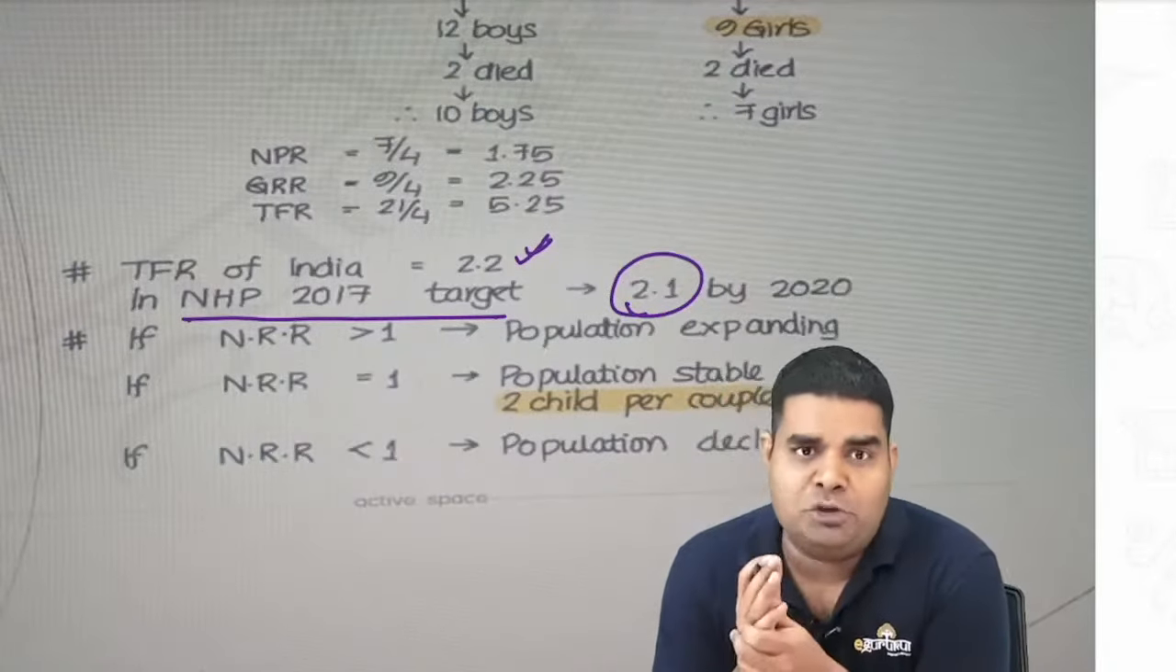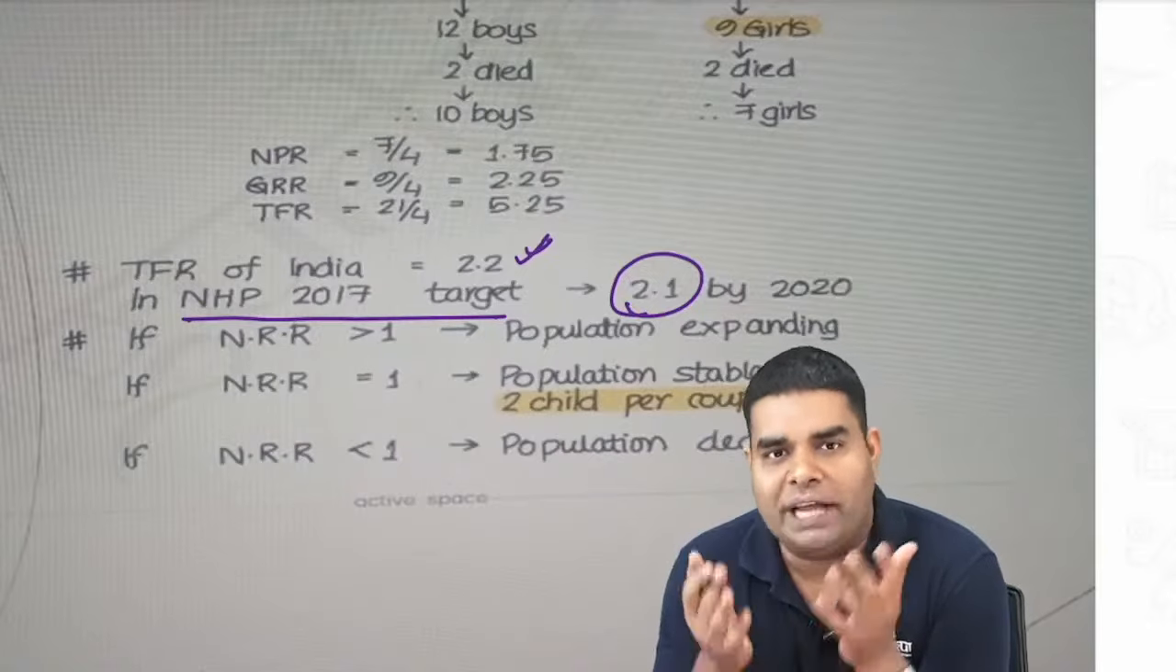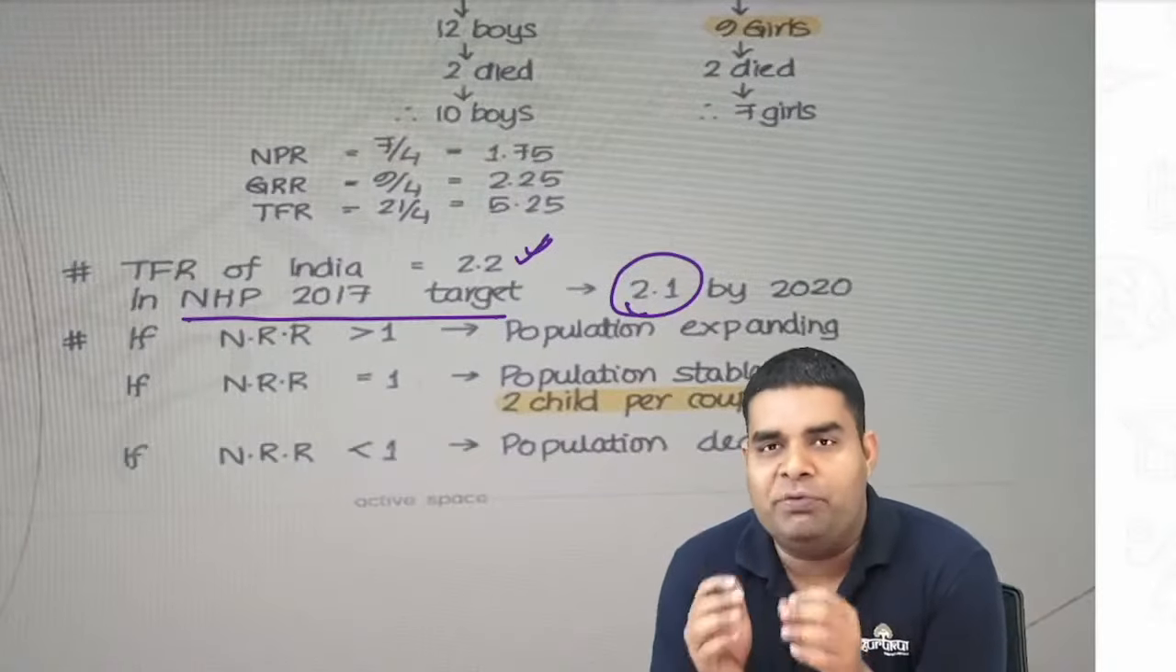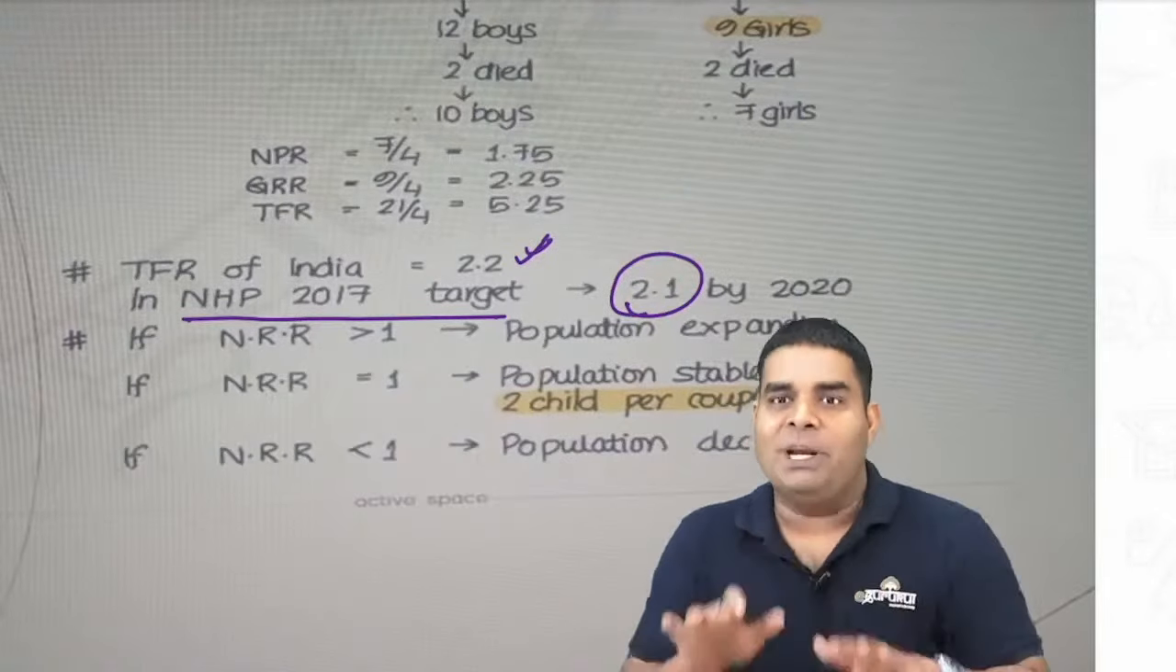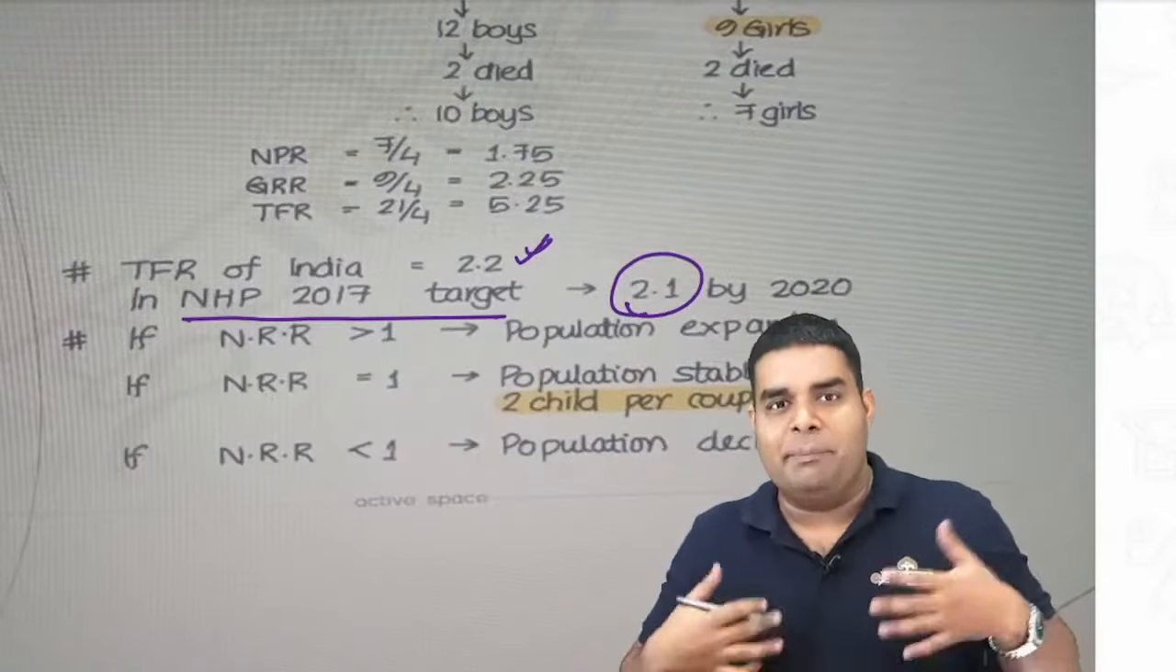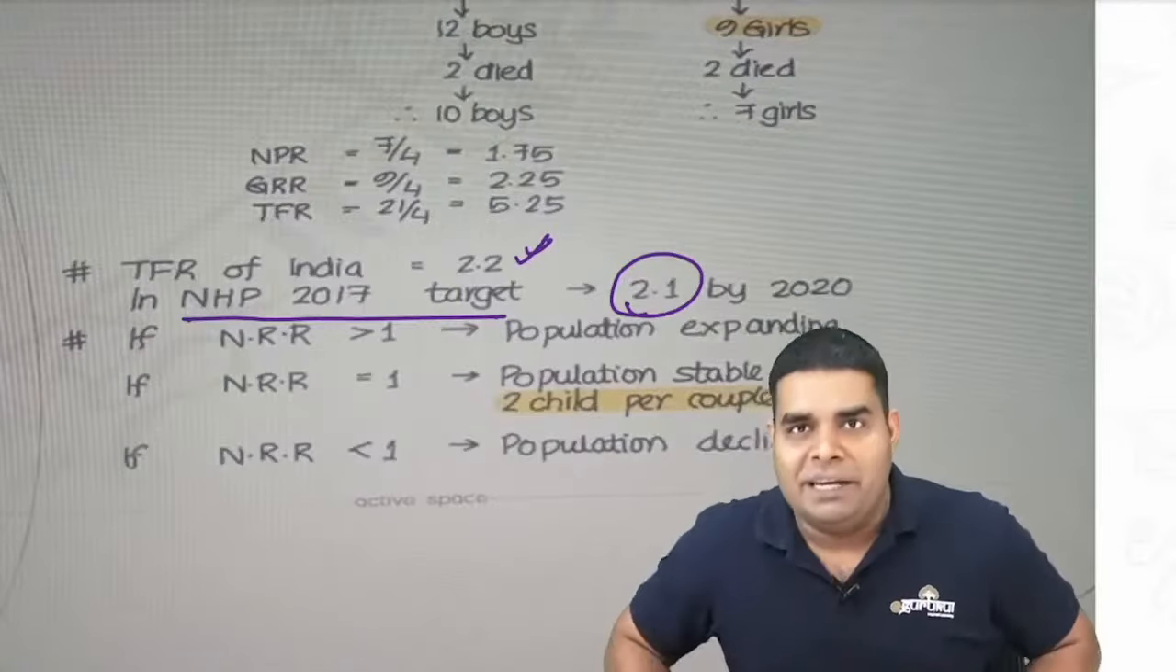So we have not reached 2.1, but we all should know that 2.1 is our goal. If we have around 2 children per female, then our population will be stable, because then the mother and father will replace themselves by the children.